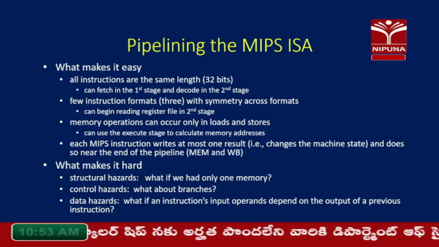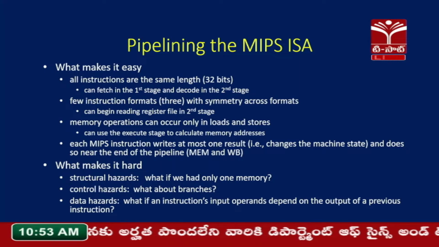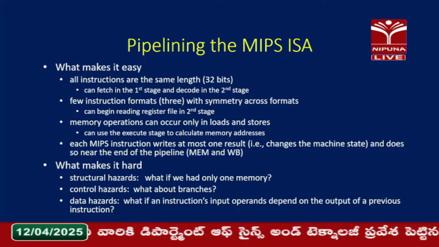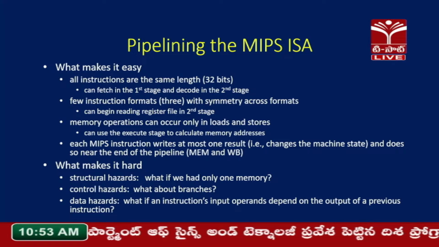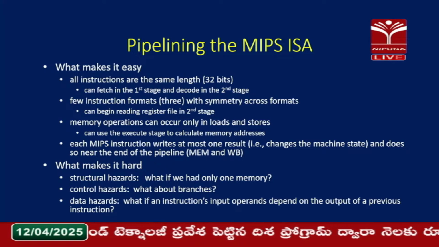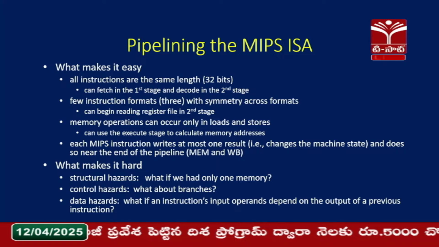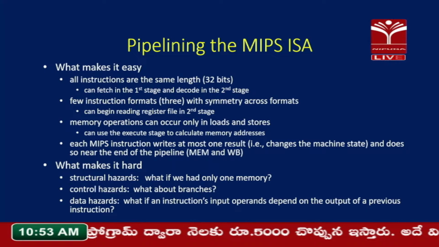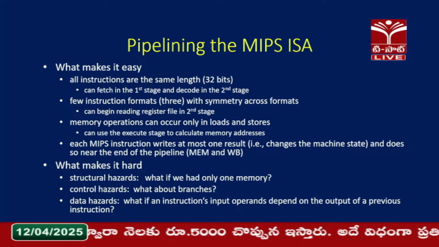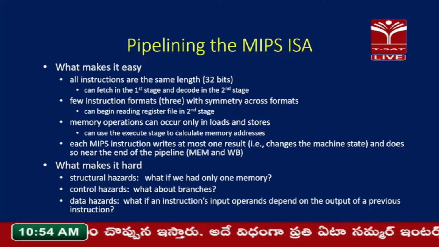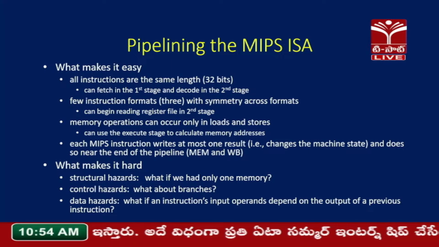So, structure hazard means if you have only one memory, how do you multiplex that memory, right. So, that becomes a structural hazard. At any given clock cycle, if two instructions in the pipeline, because the pipeline can hold more than one instruction, want to use the same memory, then there is a structure hazard. So, one of them has to wait. So, that is a simple structure hazard.